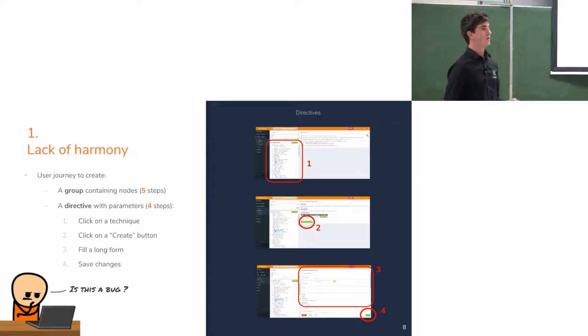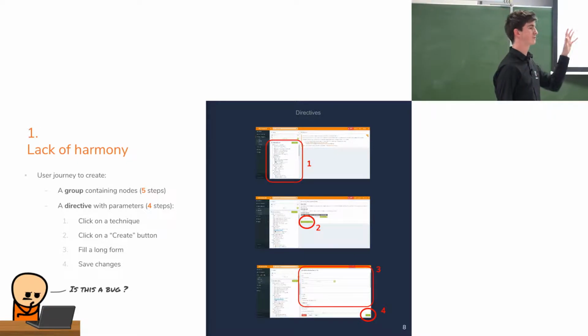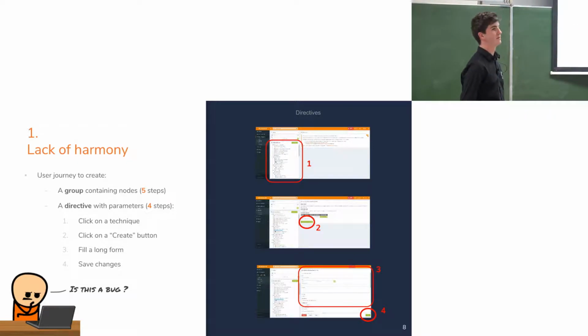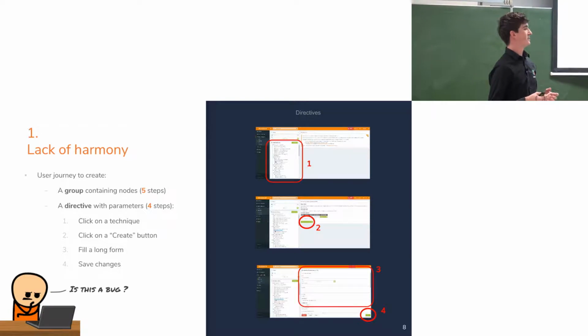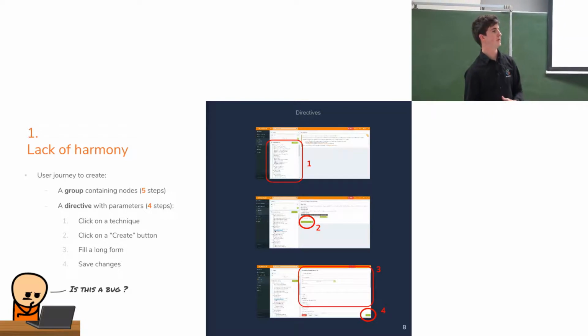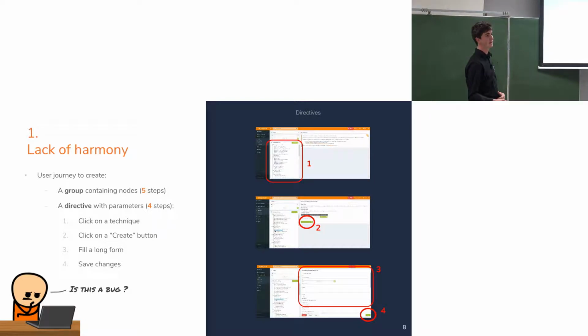So self-confident, he went to the directives page. On this directives page, he was looking for a create button located at the top left corner, as in the group page. But here, he didn't find it. After reloading and digging the page, he finally managed to find it by clicking on a technique. The button appears in the technique details at the right side of the screen. After clicking on this button, there is no pop-up this time, but a long form appears. He has to fill the form and save his change to create his first directive with parameters.